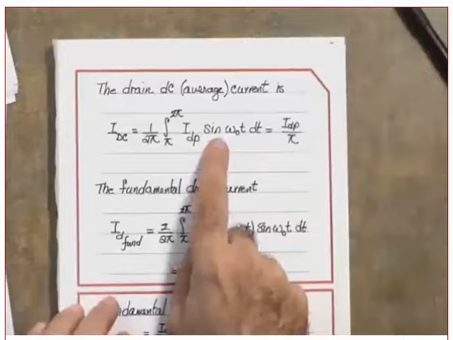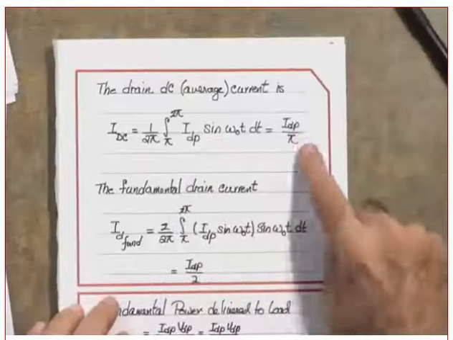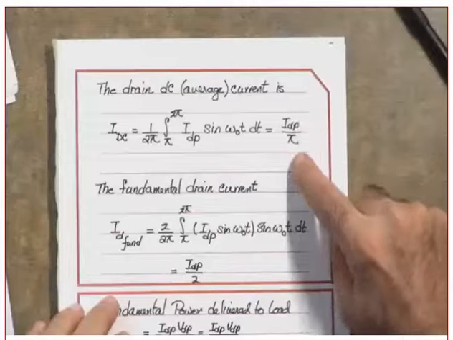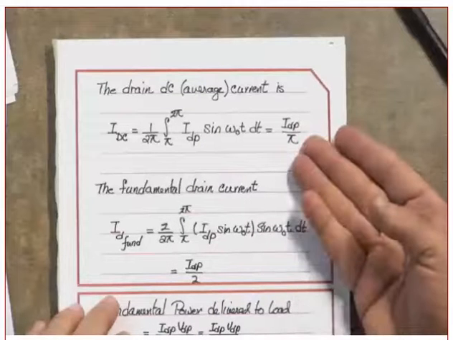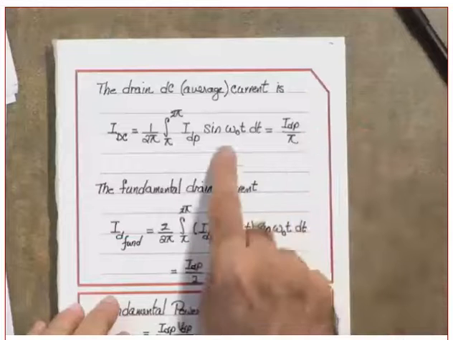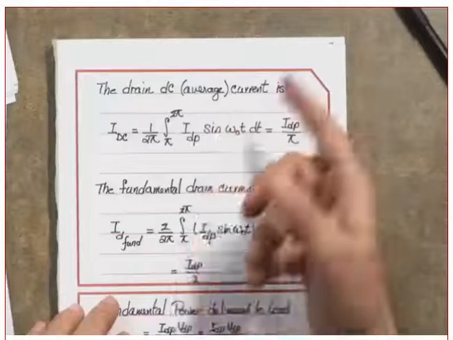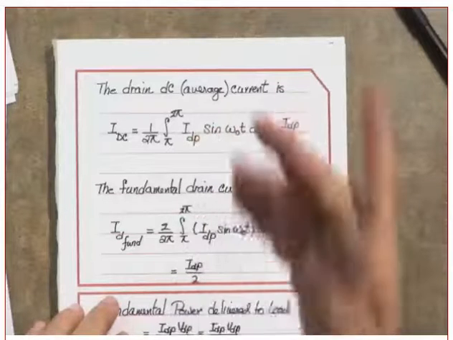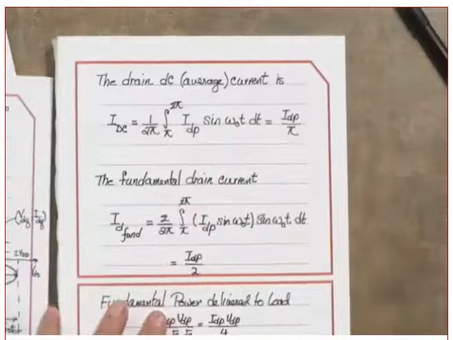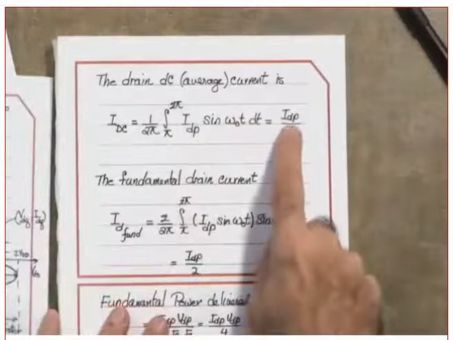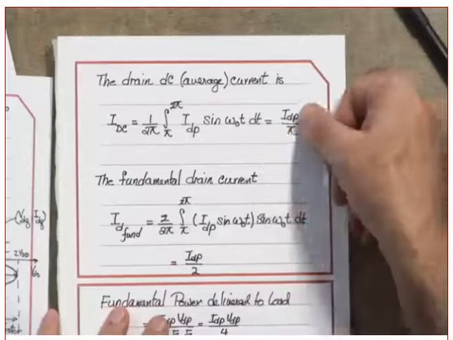Okay, so let's use sine omega naught t here. What do I get? I get IDP over pi. Did you answer where this came from? Yes or no? You just integrate this. By the way, to make things simple, replace omega naught t by theta. So it's sine theta d theta. Did you get this or not? You get IDP over pi.